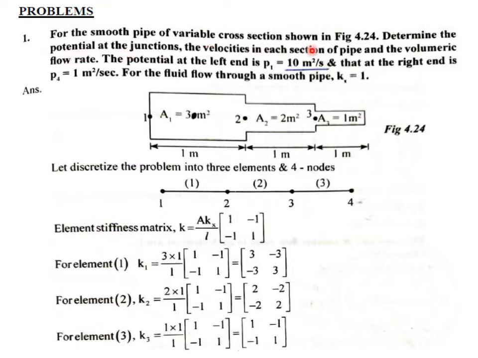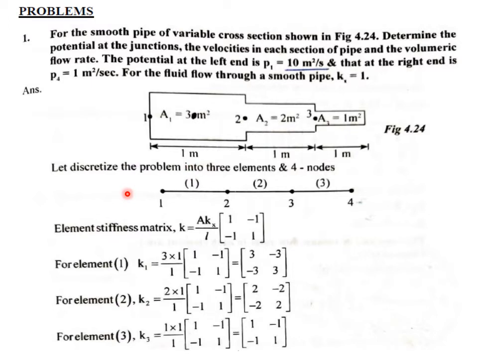Okay, so we have to determine the potential at the junctions, velocities in each section, and the volumetric flow rate. Three things we have to determine. So this is a smooth pipe of three different cross sections, 3 meter square, 2 meter square, and 1 meter square, each being 1 meter length, total overall 3 meters length. We have to find the potential at each junction, velocities in each section, and the volumetric flow rate through the pipe. Given that the potential at the left hand, P1, is 10 meter square per second, and at the last end it is 1 meter square per second.